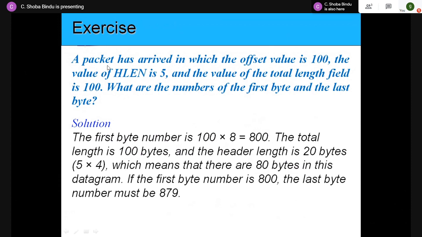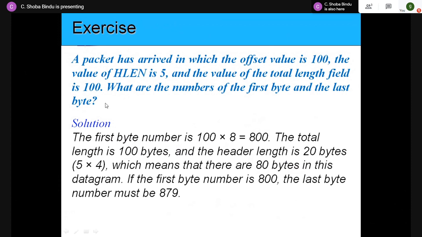So in this example, a packet has arrived in which the offset value is 100. So what will be the first byte number? It will be 800. So 100 into 8. That is the first byte number. The value of the header length is 5, and the value of the total length is 100 in decimal. Header length is 5, so the header length will be 5 into 4. So it will be 20 bytes. So what will be the length of the data? The length of the data is 100 minus 20. So that comes to 80 bytes.